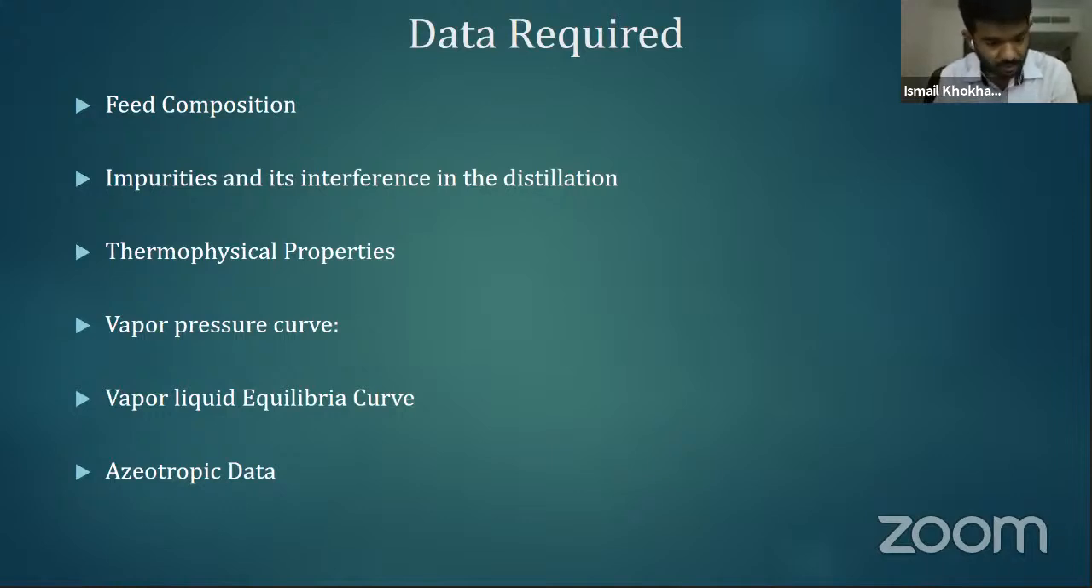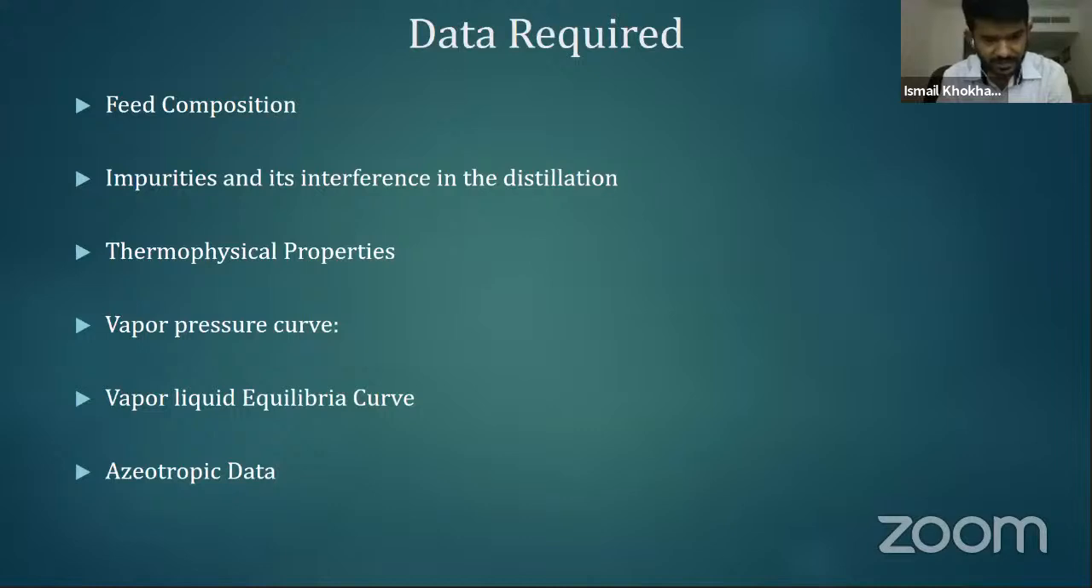Now in my last session, which you must have attended, I had specifically emphasized the impurities and their impact on any process. So today I will also cover how the impact of impurities can disrupt the entire process. Then the thermophysical properties, which I had covered in the last session. Then in distillation, whatever compounds are subjected as feed, for the individual compound, the vapor pressure curve, vapor liquid equilibria, and the azeotropic data are the most important things which you will require.